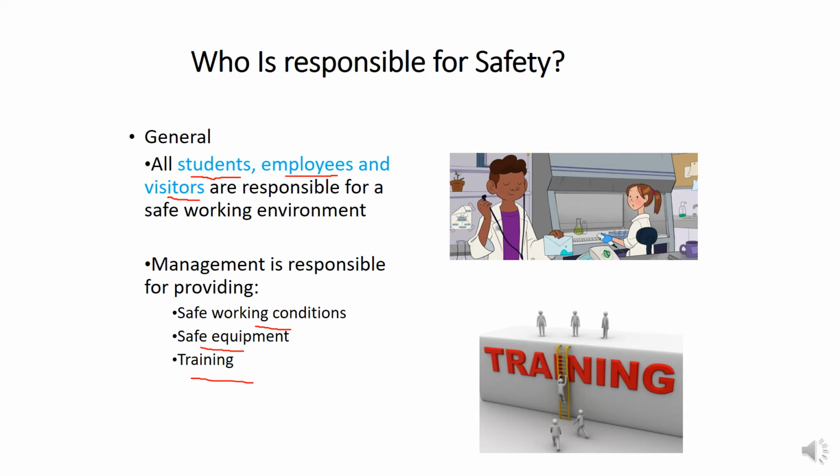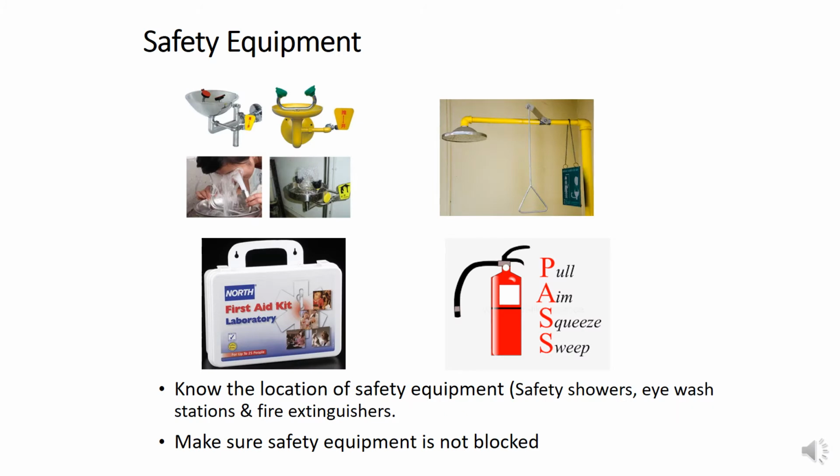While working in the lab, you can see different safety equipment, like the showers. This is the shower, this is the eye washer, this is the first aid kit, and this is the fire suppressor, the fire extinguisher. These are the common facilities available in each lab.